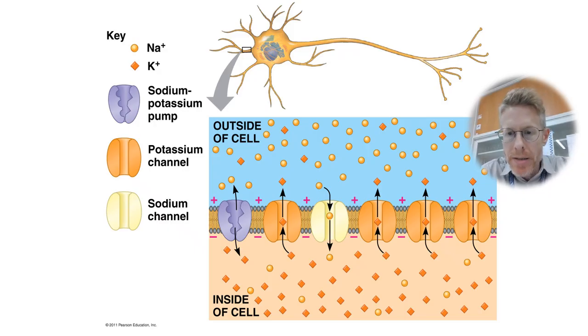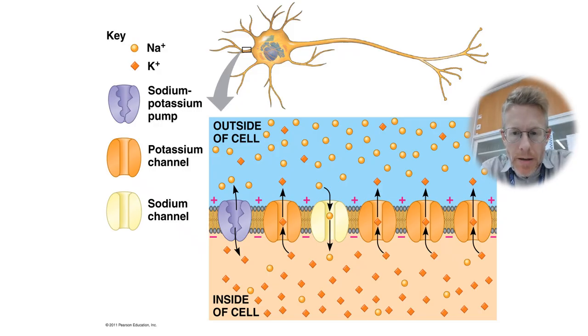The purple protein is the sodium-potassium pump. And the orange one is an always open potassium channel. And the yellowish one is an always open sodium channel. Those aren't the only kinds of proteins in plasma membranes, but those are the ones that are significant for creating and maintaining the resting potential. So when a neuron is resting, it has what we call a resting potential, which is roughly minus 70 millivolts.